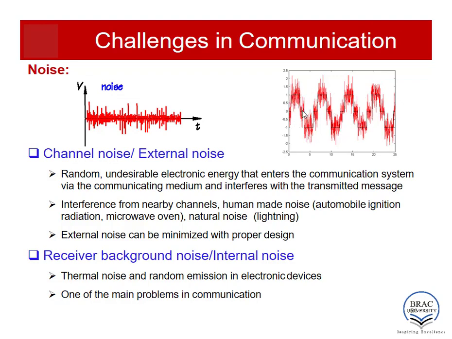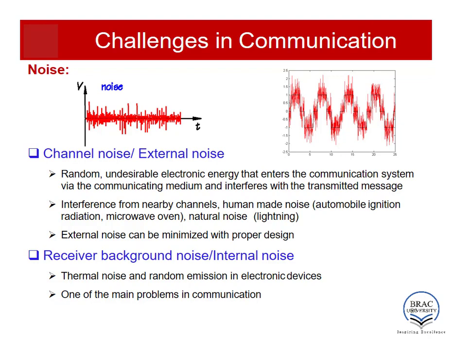You can see the black lines, that is the original signal values, the actually transmitted signal. But when we are receiving it at the receiving end, we will get the red signal, which is actually the original signal buried in noise. There are two types of noise: channel noise or external noise. These are the noise that the signal gets mixed with while propagating through the channel: automobile ignition radiation, microwave oven, lightning, etc. Very random and obviously undesirable.